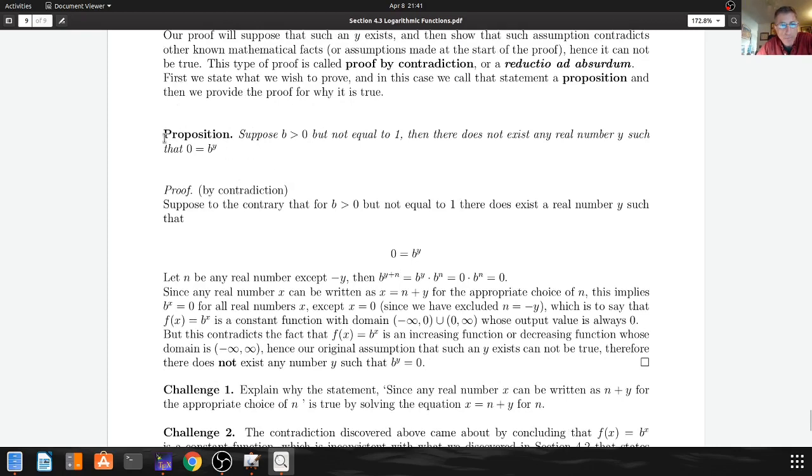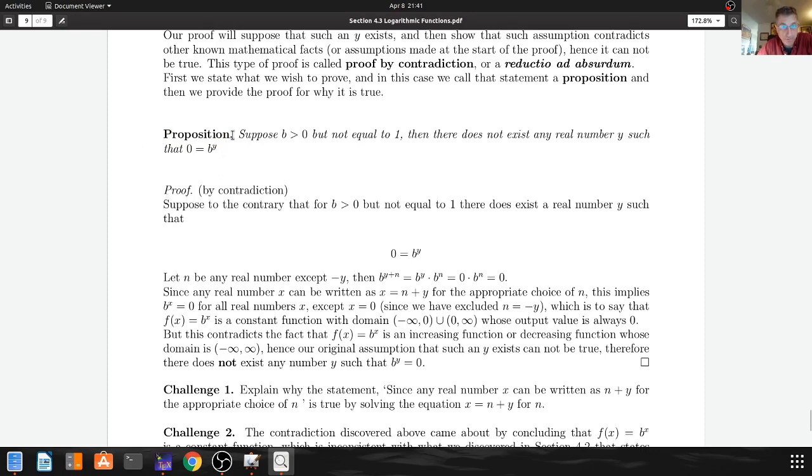So here we go. This is the proposition we're going to prove. Suppose b is greater than 0 but not equal to 1. Then there does not exist any real number y such that 0 is equal to b to the y.